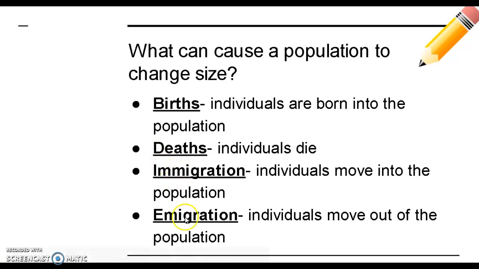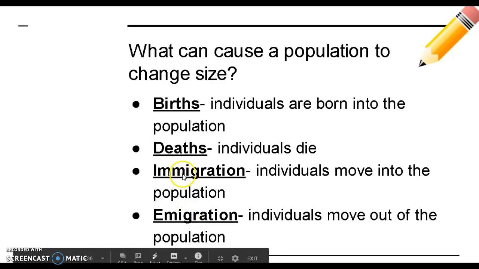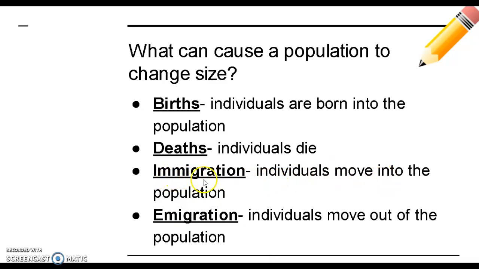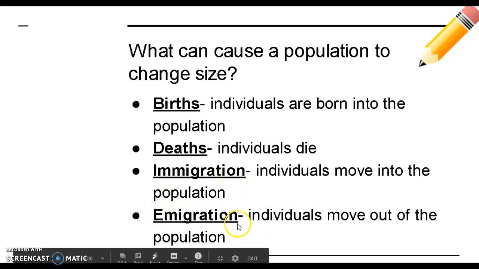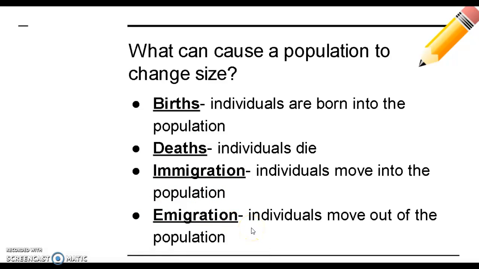Both immigration and emigration, these are two terms that get mixed up quite often. Immigration is when individuals move into the population. So think immigrants in, immigration in. Emigration is the opposite, is when individuals move out or exit the population. So think emigration, exit.